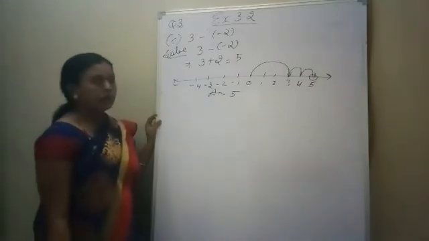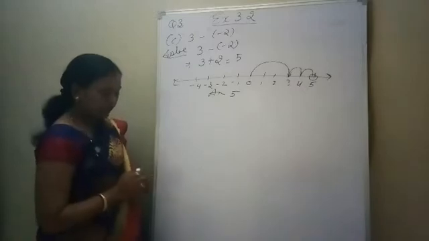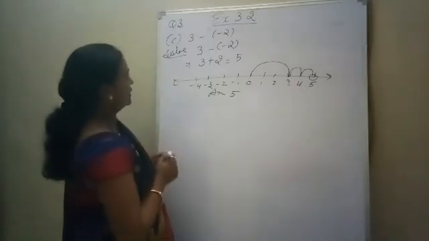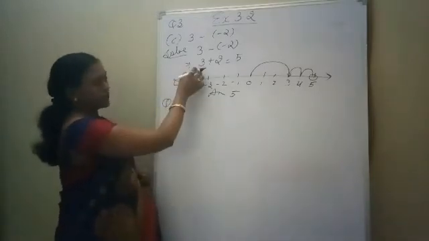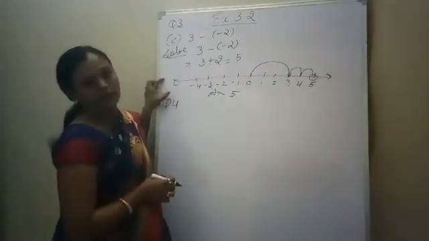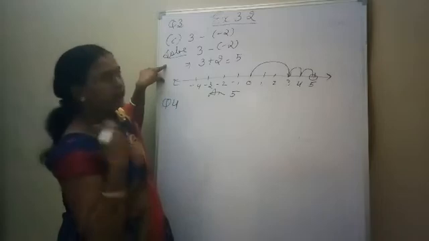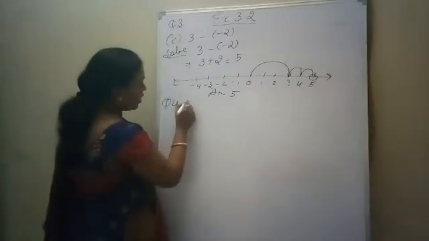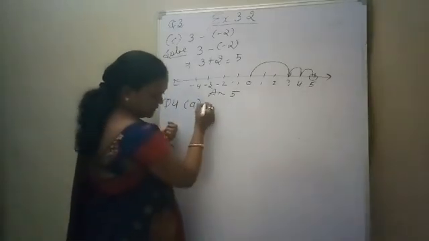Now come to the next question, that is question number 4. In question number 4, solve the given question. So solve the following without using a number line. This is the opposite of question number 3. In question number 3, subtraction of two integers is given, and with the help of the number line we have to solve the question. In question number 4, without the number line, we will find out the answer.